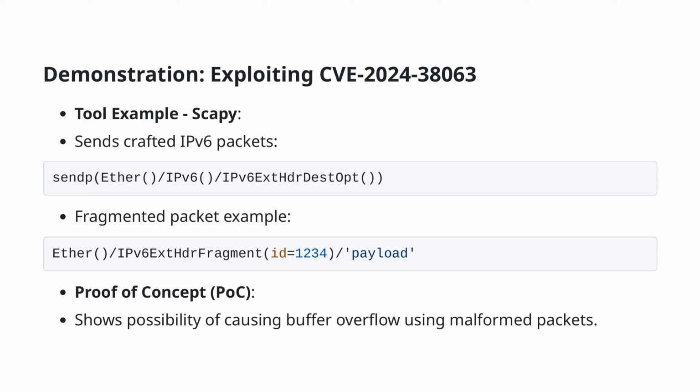Another example is a fragmented packet, which can include headers that may lead to a buffer overflow when malformed packets are processed incorrectly. The provided proof of concept (POC) emphasizes the potential for causing buffer overflow. This POC serves as a practical illustration of how crafting specific packets can potentially exploit vulnerabilities, emphasizing the importance of understanding these risks to implement effective security measures.